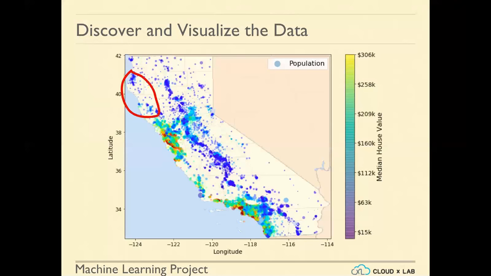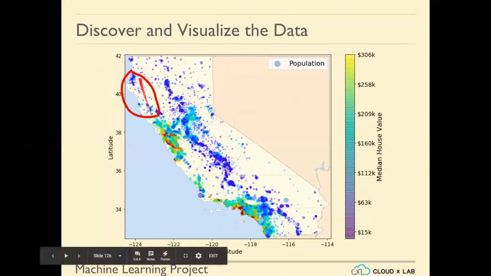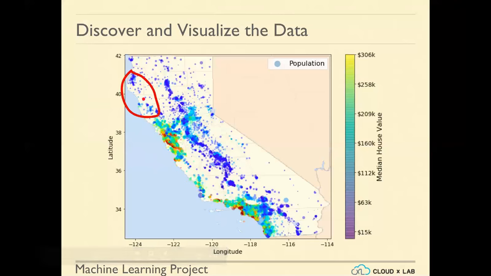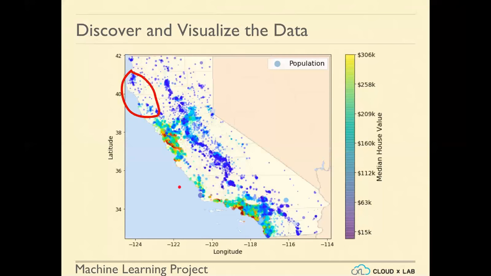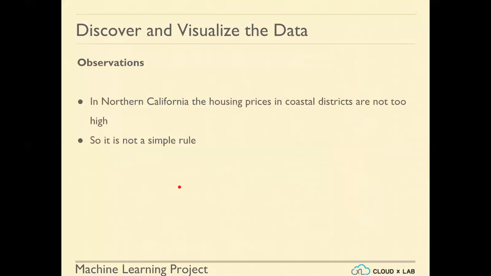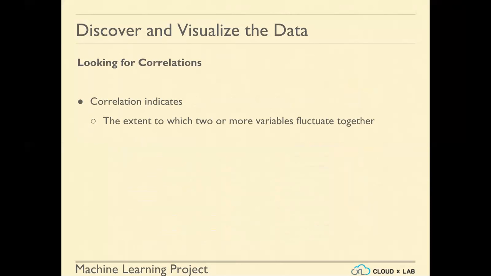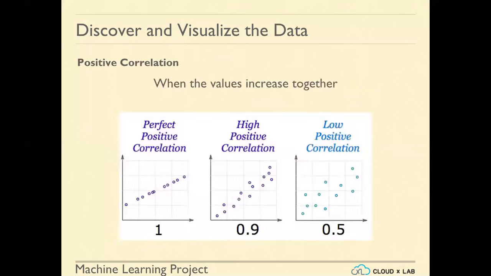The question is, what do you say about this? While this part is near the sea, these other parts are also near the sea, but they don't have higher values. So it's not only the proximity to the sea that matters. There are some other aspects. So it's not a simple rule. We will have to understand the correlation of the variables with each other.